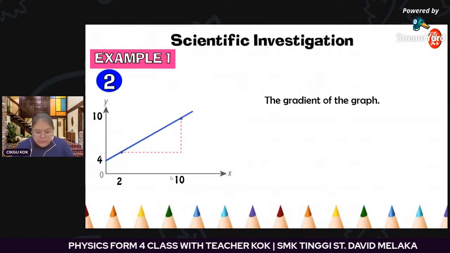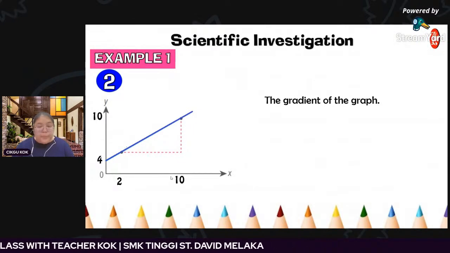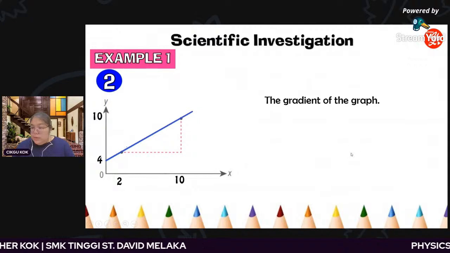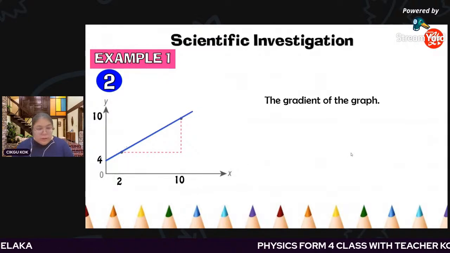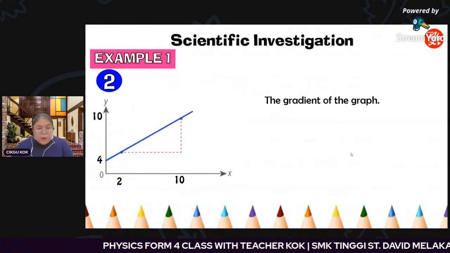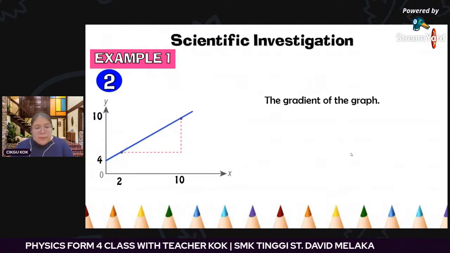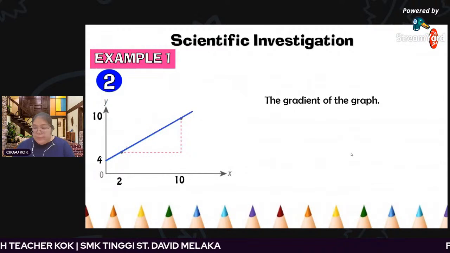Okay, anybody? The gradient of the graph. Okay, we got Chong. Chong gives me 0.6. Chong, remember, this one has no unit, so you don't need to put the unit, because I never provided any unit.